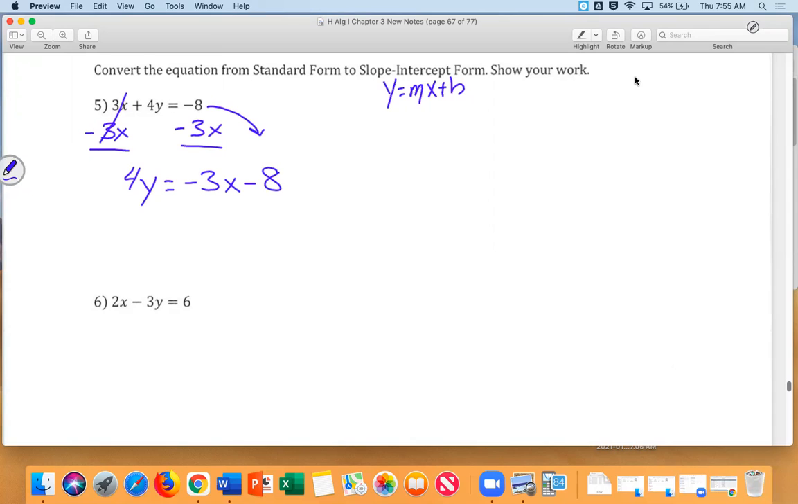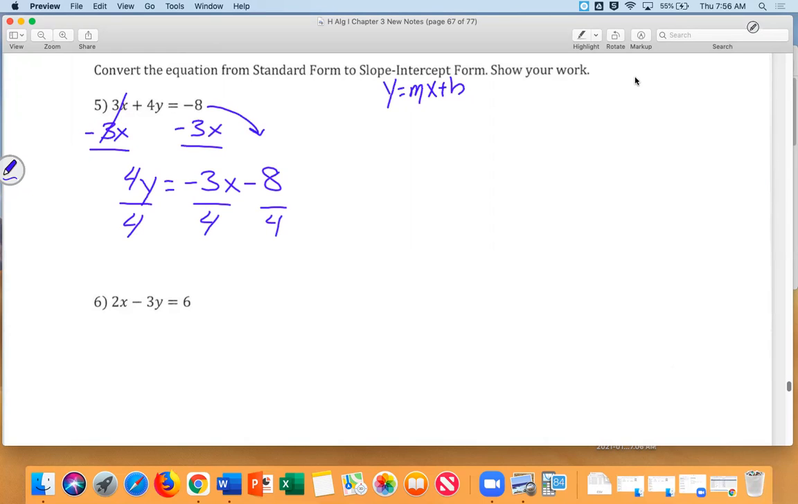there's really not much I have to do with it. Notice I can't combine them. So it's just 4y equals -3x minus 8. Are we okay with that? Jordan, okay with that? Now we divide by 4. We divide everything by 4.